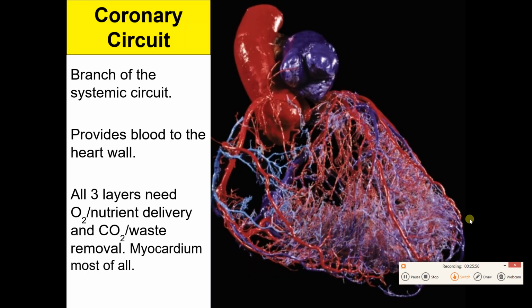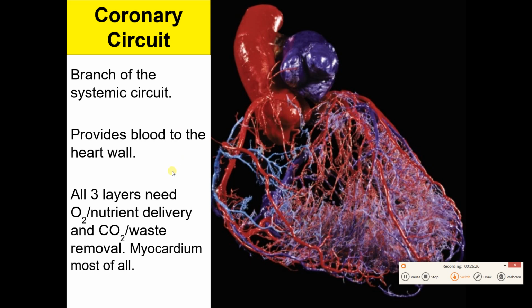Okay. We've got to discuss the circuit of blood that feeds the heart. The heart, of course, is a hard-working organ. The heart needs its own blood supply. That blood supply is called the coronary circuit. It is a branch of our systemic circuit, which remember was going to the whole body. Well, that includes the heart. So the systemic circuit includes the coronary circuit.